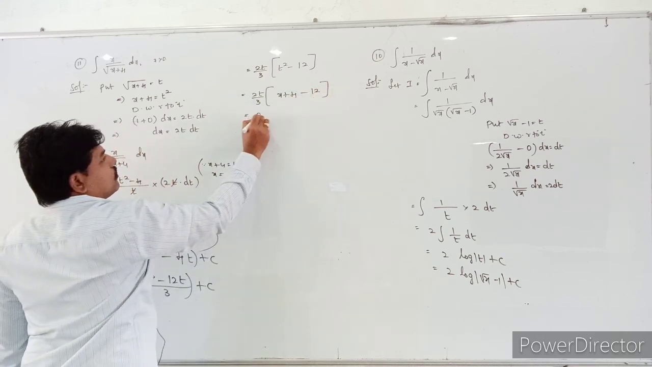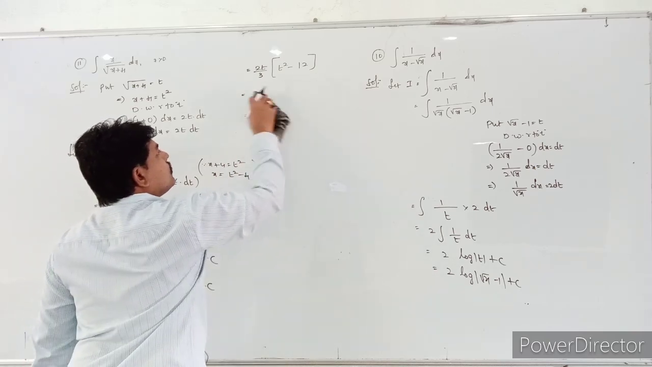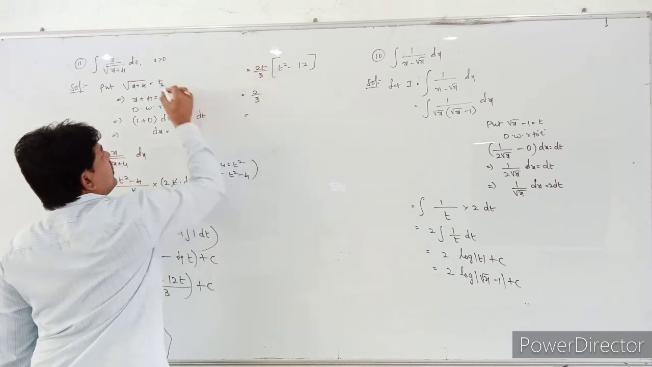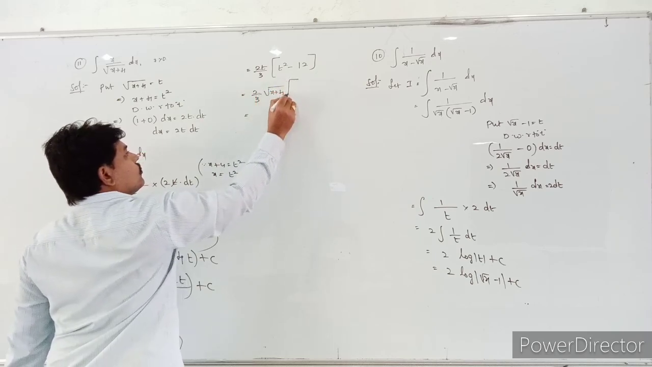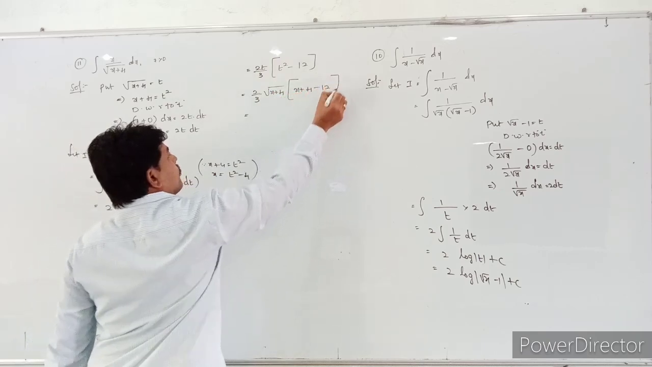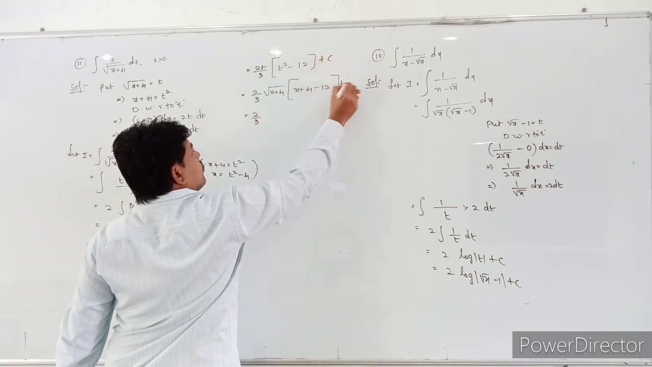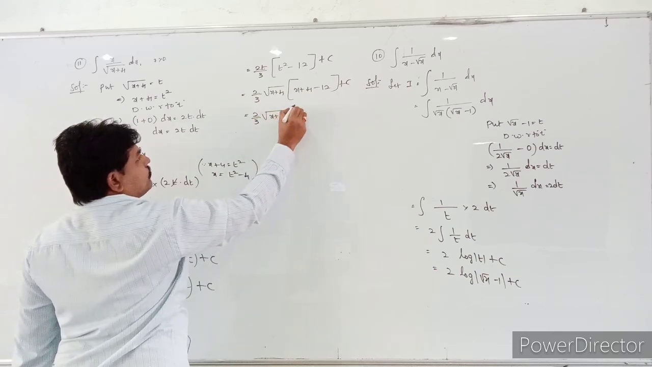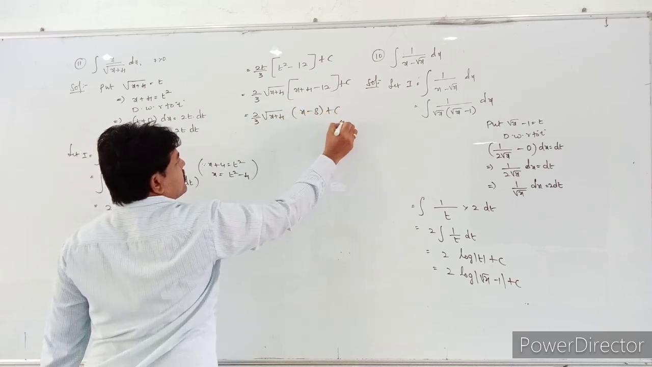So this value is x plus 4 minus 12. So that is equal to 2, and also you can replace that value here. So 2 by 3 into t value, which is root of x plus 4, into t square, which is x plus 4 minus 12. So that is equal to 2 by 3 root of x plus 4 into x minus 8 plus c.